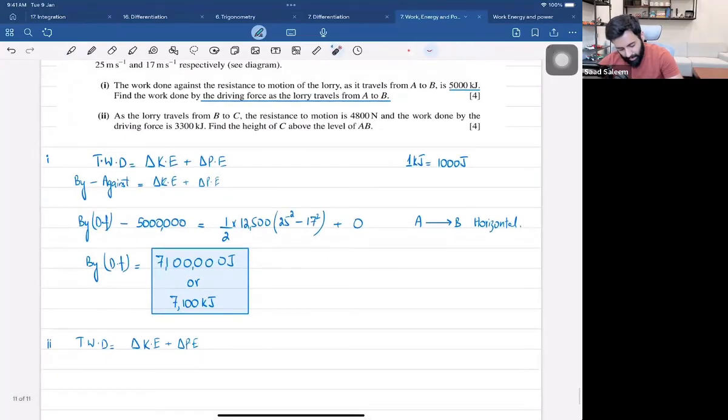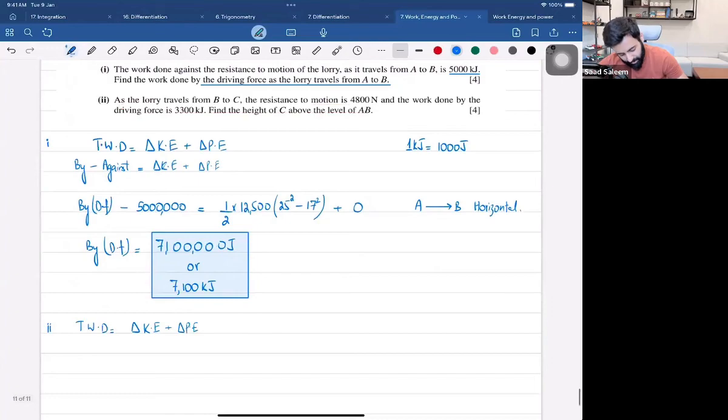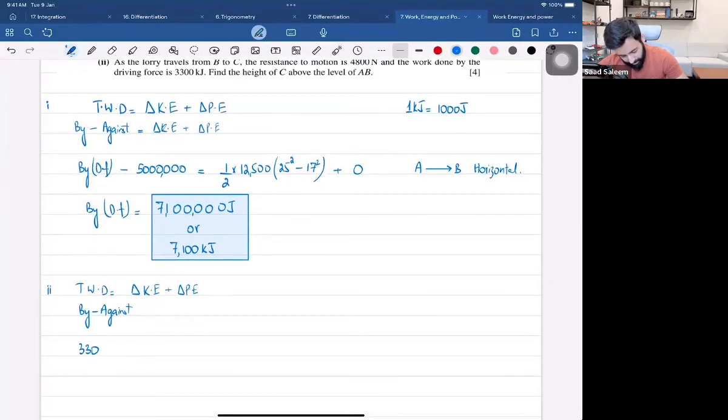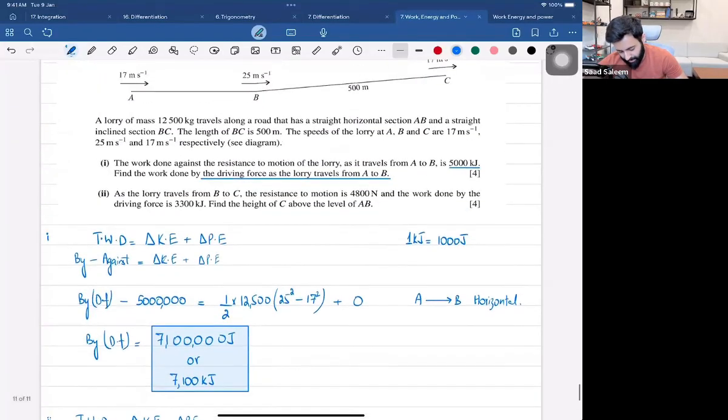Let's read the question. As the lorry travels from B to C, the resistance to motion is 4,800 newtons, and the work done by the driving force is 3,300 kilojoules. So we already have the work done by the driving force, which is 3,300,000 joules, minus the work done against resistance.